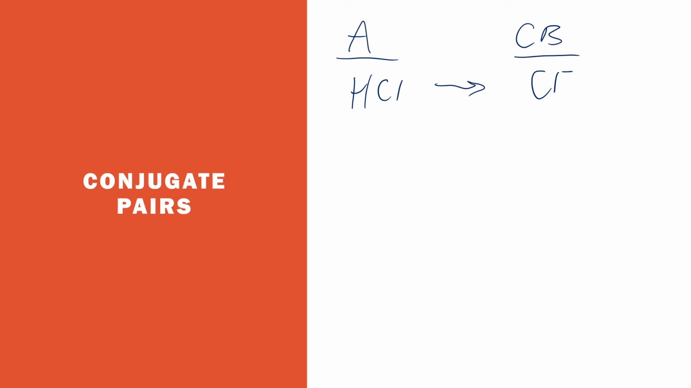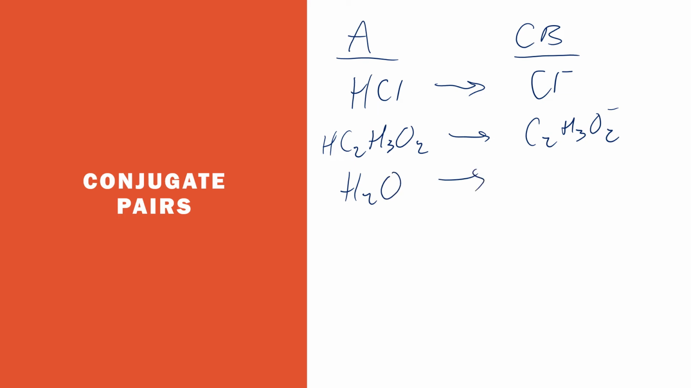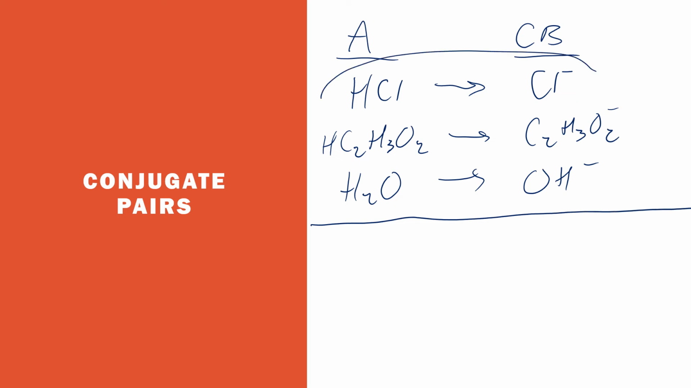All right, let's do a couple more examples. If I have that acetic acid, its conjugate base is C2H3O2. Water can actually act as an acid. When water loses a hydrogen, you're left with just OH, and that's its conjugate base. So these together would be called a conjugate acid-base pair.